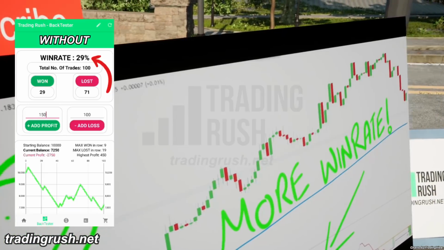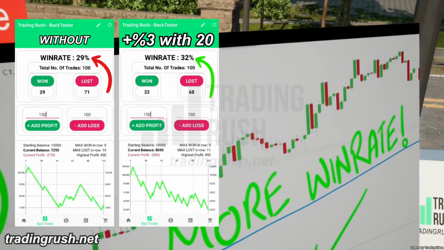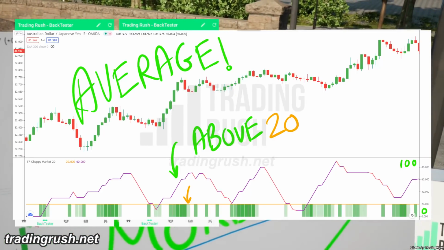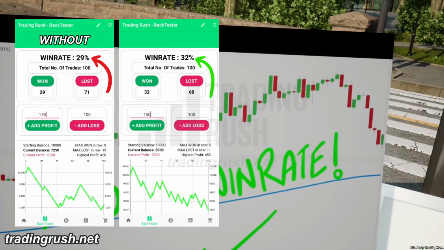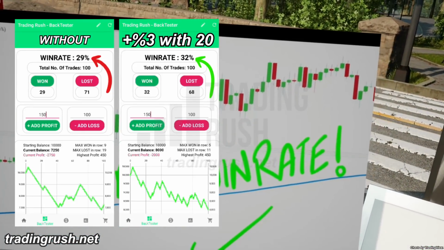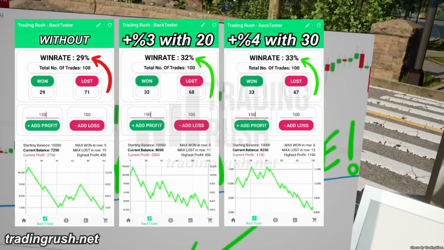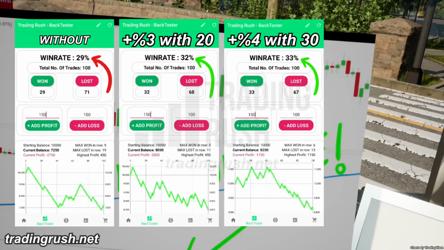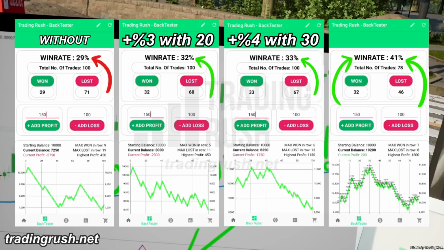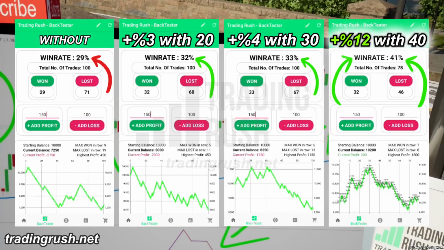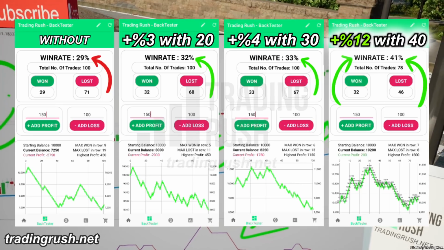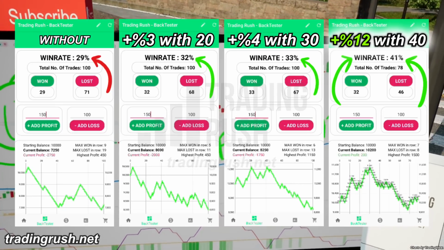But when I tested it again with the Trading Rush Choppy Market filter, with the 20 level to differentiate clean versus choppy market, it increased the win rate by 3% on the same market structure. And with the 30 level, the win rate was 4% higher. And when the 40 level was used to differentiate good versus bad market, the win rate was 12% higher, but I ran out of data and was only able to take around 80 trades.